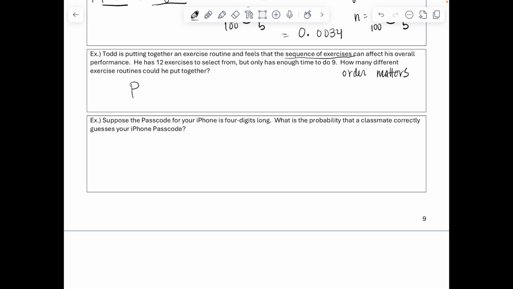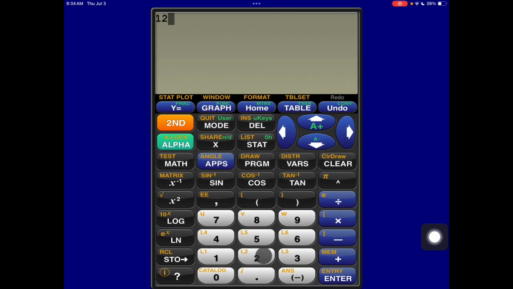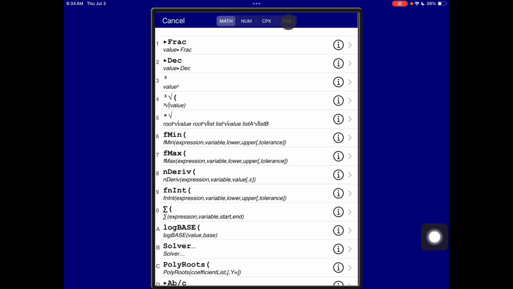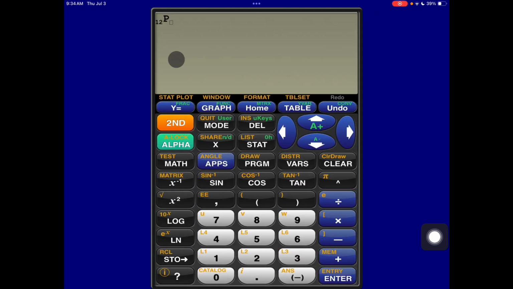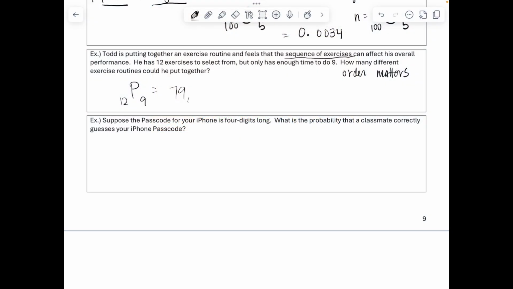And so the total number of exercises that he can select from is 12. And he only has time to do 9 of them, so we're only selecting 9. On the graphing calculator, we're going to type in 12, go to Math, go to PRB, select Permutations, and make sure to select 9 for our second digit and Enter. We get an answer of 79,833,600, and these are exercise routines.